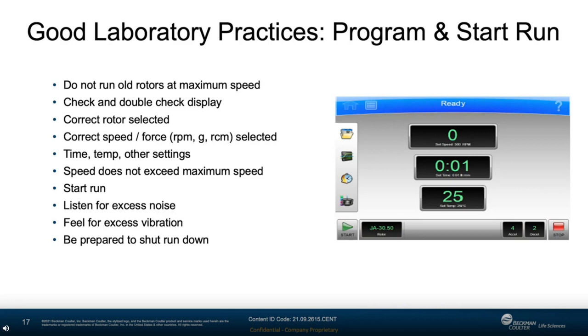I learned a new thing while preparing for this. Bob told me the name of that vibration or wobble, and I've forgotten what it's called. It's called precession. Precession, right. And it's normal on a centrifuge, but if it gets worse after that, that is not normal.